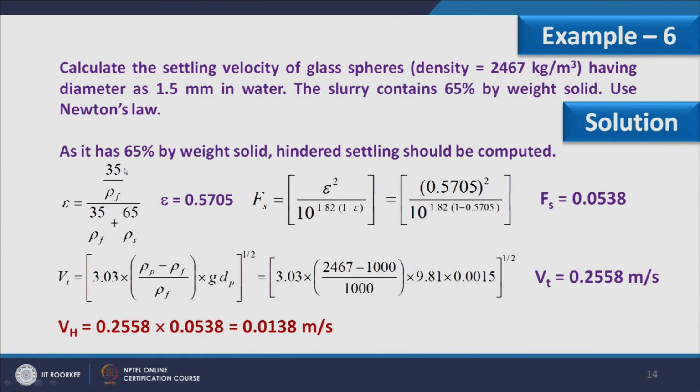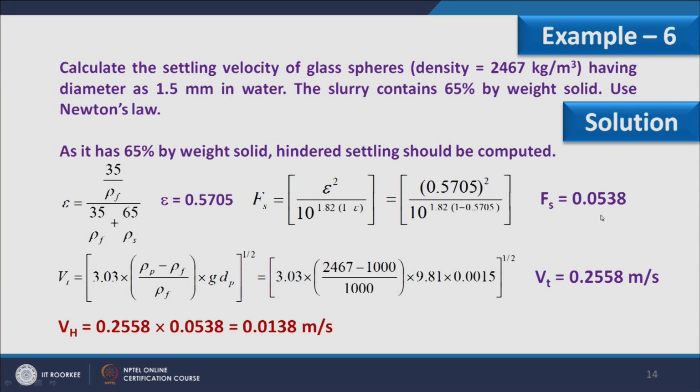So, first of all we should know the epsilon value, that is if 65% solid is available, so 35% water will be there. So, 35 divided by rho f divided by 35 by rho f plus 65 by rho s. So, the epsilon value is coming as 0.5705. Considering this, we can calculate the Fs value, which is coming at 0.0538.